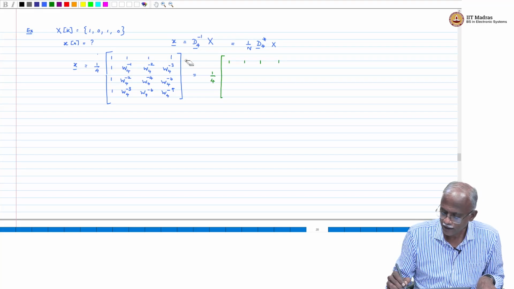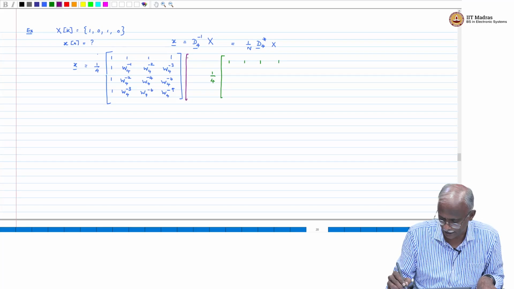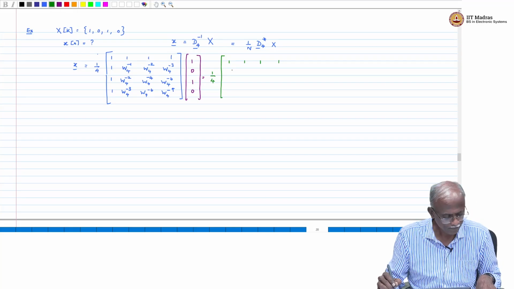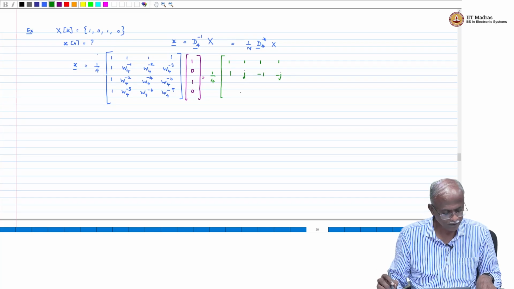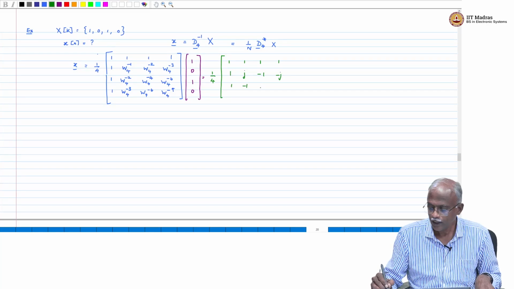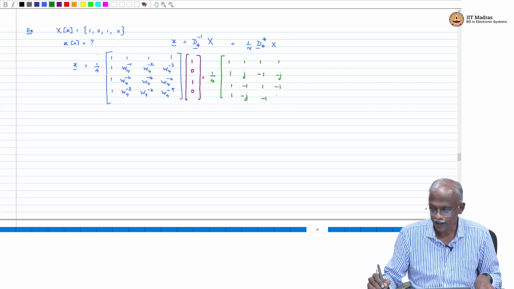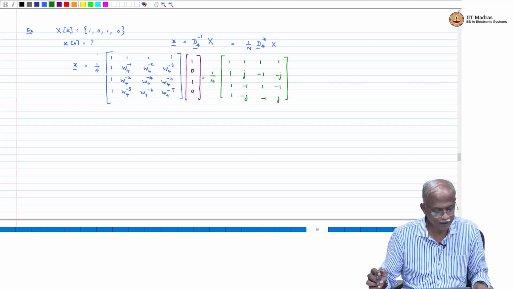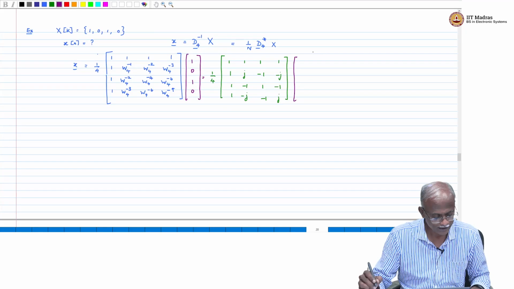By the way, it will be this matrix multiplied by the corresponding X of k's, so this will be 1, 0, 1, 0. So this is equal to 1/4 times, and this is what I want you to verify, it will come out to be 1, j, minus 1, minus j; 1, minus 1, 1, minus 1; 1, minus j, minus 1, j. Again, a very compact matrix. The inverse matrix turns out to be, in this case, this is the relationship, and then the column vector which contains the X of k's.